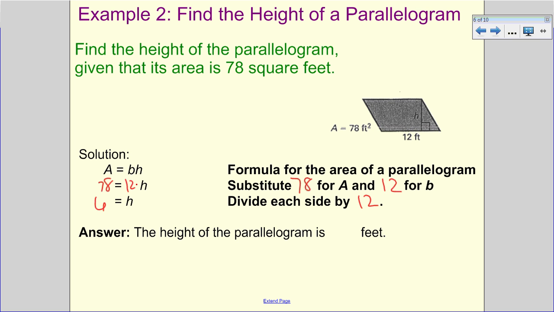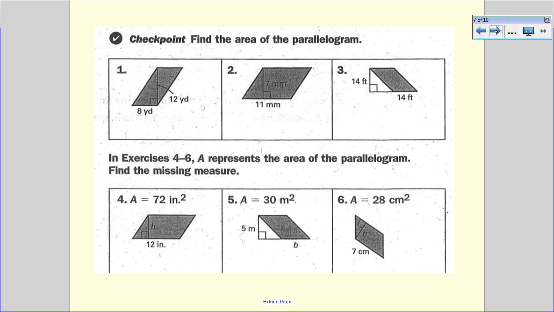It is okay to get a decimal. So we get H is equal to 6.5. So my answer is 6.5 feet. Do not forget your label. So these parallelograms follow nice in step with what we've done. And so here you have 6 checkpoints. You are to do them now.